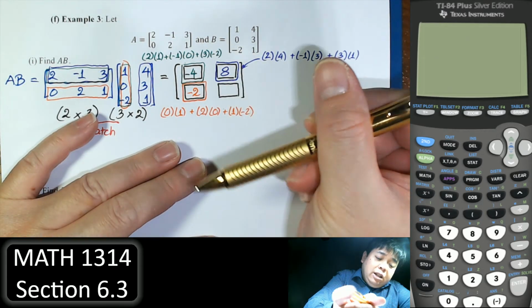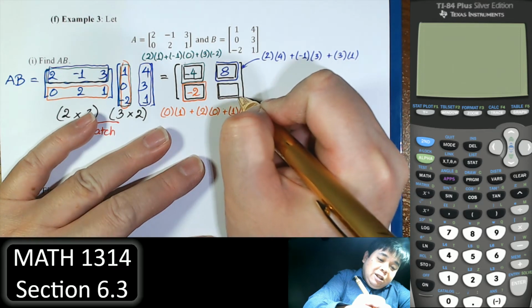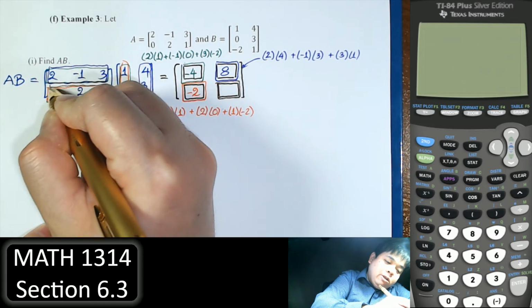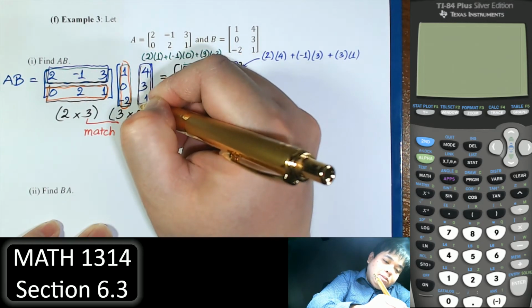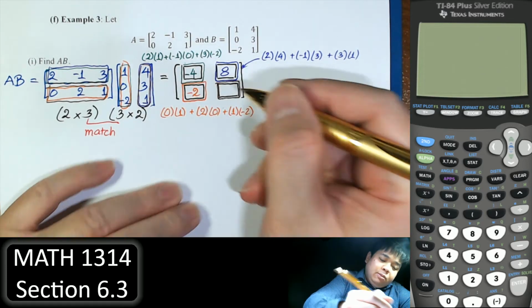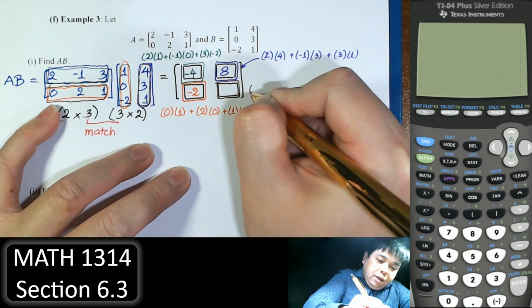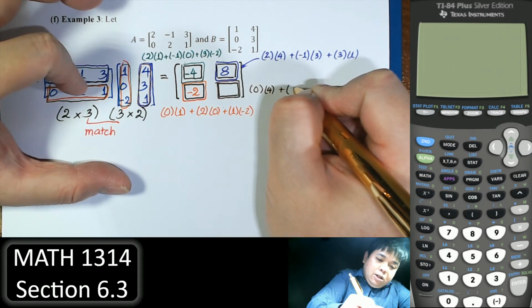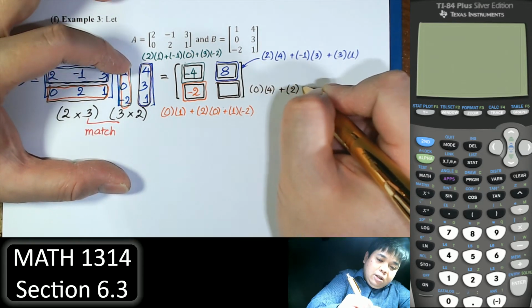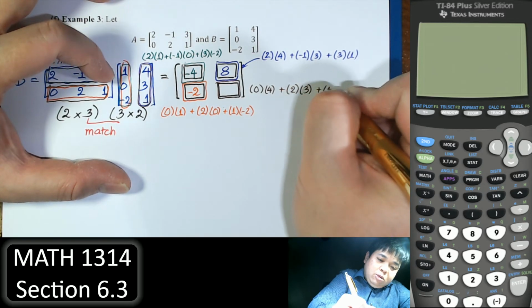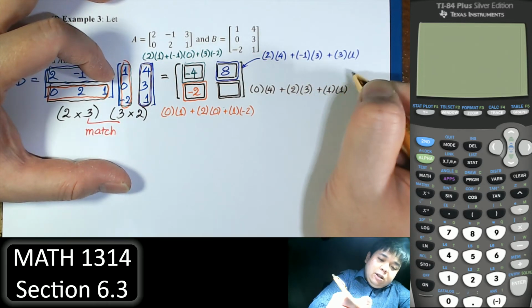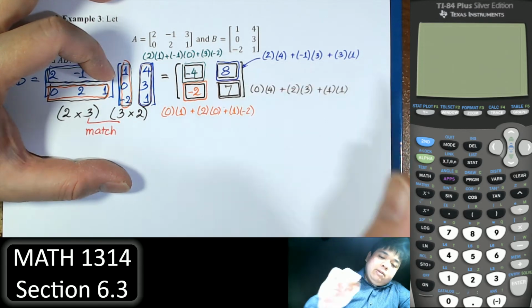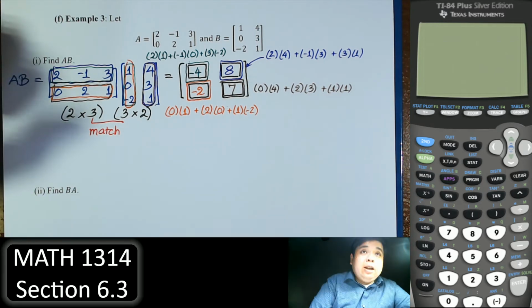And finally, this is on the second row, second column. So we have second row, second column: 0 times 4, 2 times 3, and 1 times 1. So 6 and 1, that's 7. Right, so just like that.